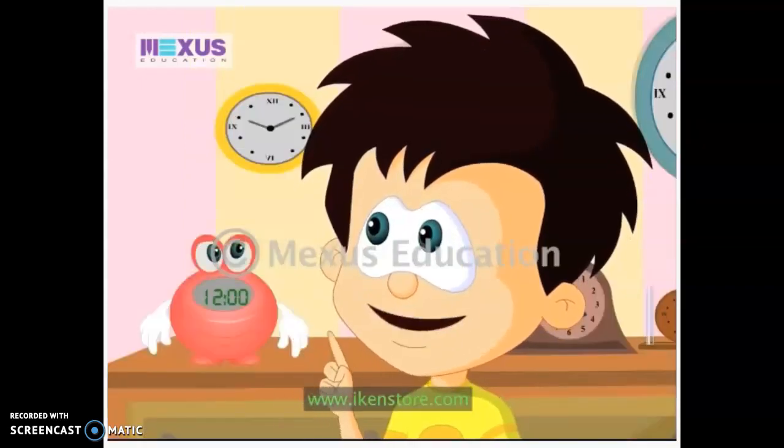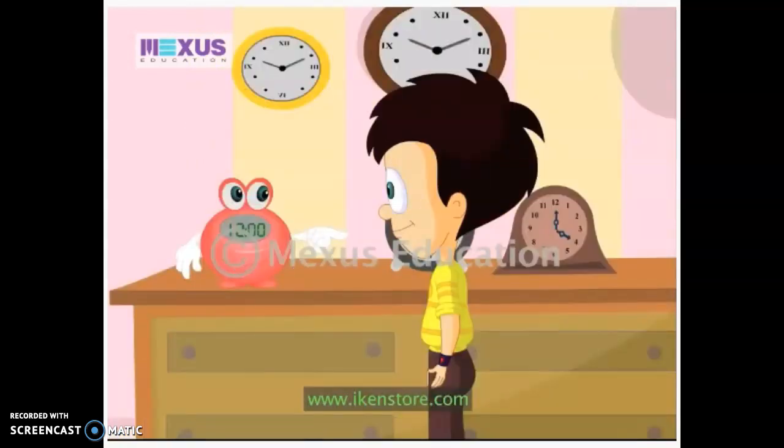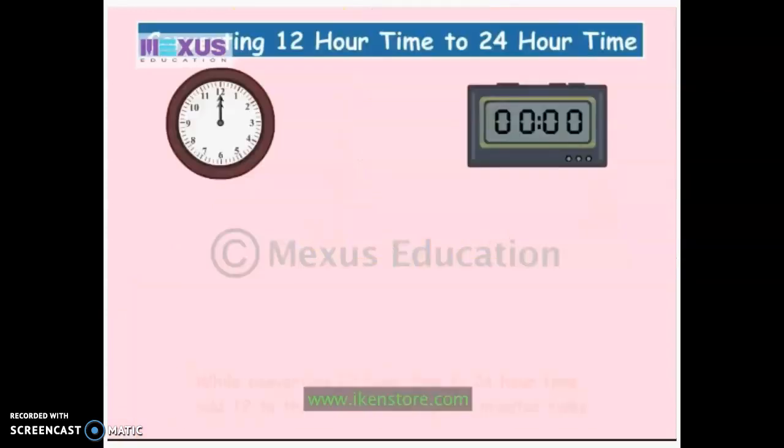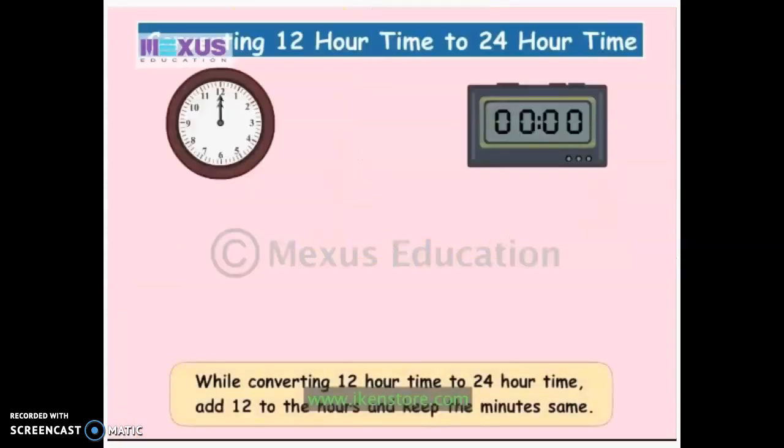13, 14, 15. Wait! Don't start counting. There's an easy way to convert 12-hour time to 24-hour time. What is it? All you need to do is to add 12 to the hours and keep the minutes same. This will give you the time in the 24-hour format. So, what will 8:15 p.m. be in the 24-hour system of time?